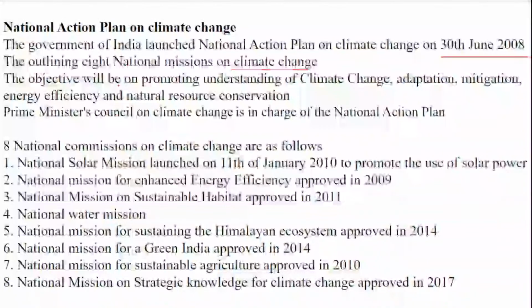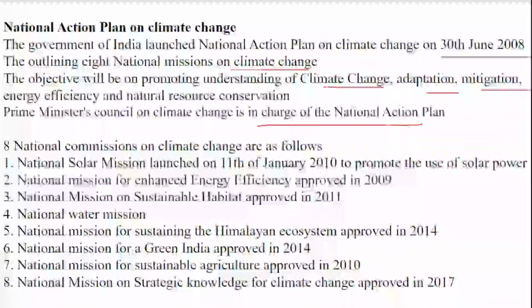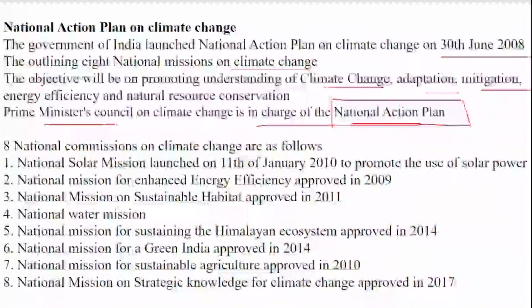Basically the objective was to promote climate change adaptation and mitigation, trying to resolve the ways, and making sure that there is efficiency and natural resource conservation. The Prime Minister's Council on Climate Change is in charge of the National Action Plan. The question in a previous year question paper was who is in charge. So the Prime Minister's Council is in charge, and these are the 8 missions.